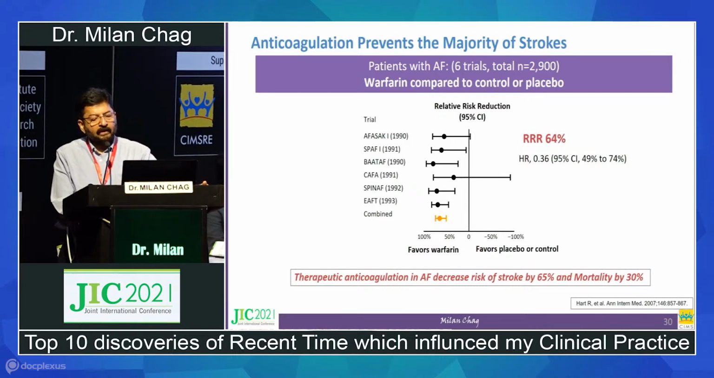Meta-analysis of 6 trials with more than 3,000 patients with atrial fibrillation in early days showed that, compared to placebo and antiplatelets like aspirin, when you give warfarin, you reduce the risk of stroke by 65% and mortality by 30%. So one thing is clear: if you have atrial fibrillation, each and every patient must be on an oral anticoagulant.